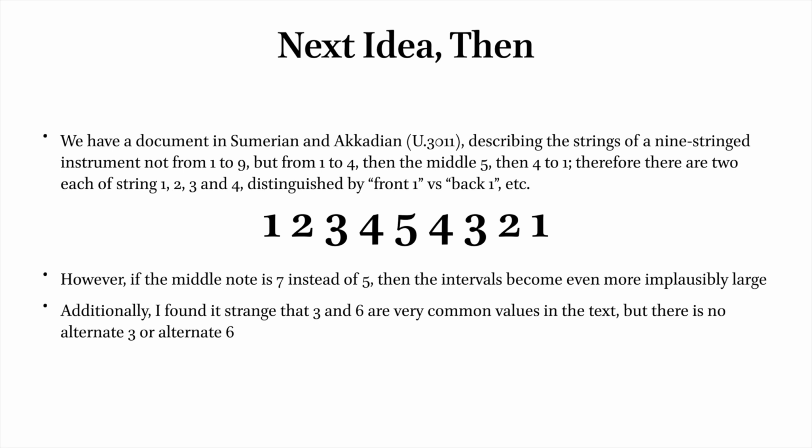However, if the middle note of this sequence is 7 instead of 5, then the intervals become even more implausibly large, not less. Additionally, I found it strange that 3 and 6 are very common values in the text, but there is no alternate 3 or alternate 6. Fourth idea.